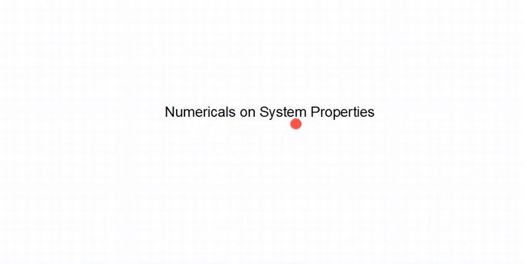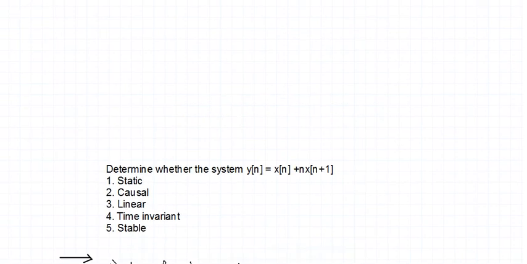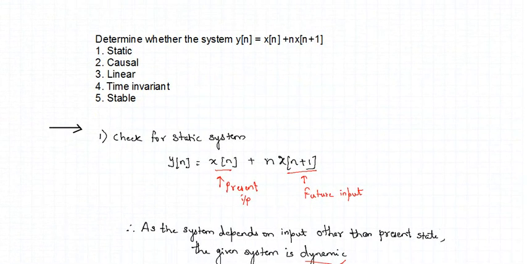So we'll solve numericals based on system properties. The question which can be asked would be in the form: determine whether the following system is static, causal, linear, time invariant and stable. It means that for the given system y[n] is equal to x[n] plus n x[n+1], we have to check all the system properties for the given system.